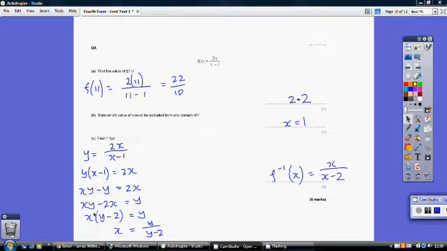So nearly there now, so just divide both sides by y minus 2 and we get x equaling y over y minus 2. Now remember, y is just something we've artificially introduced to allow us to change the subject. So for our final answer, our inverse function of x, rather than being y over y minus 2, becomes x over x minus 2.